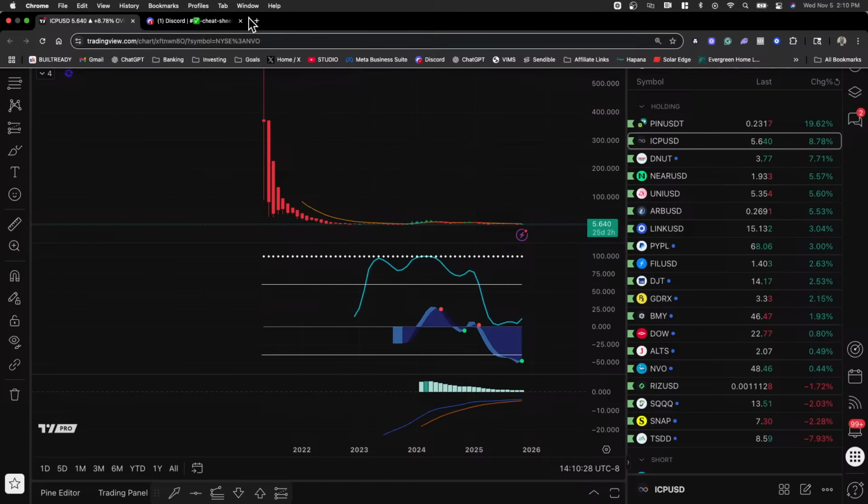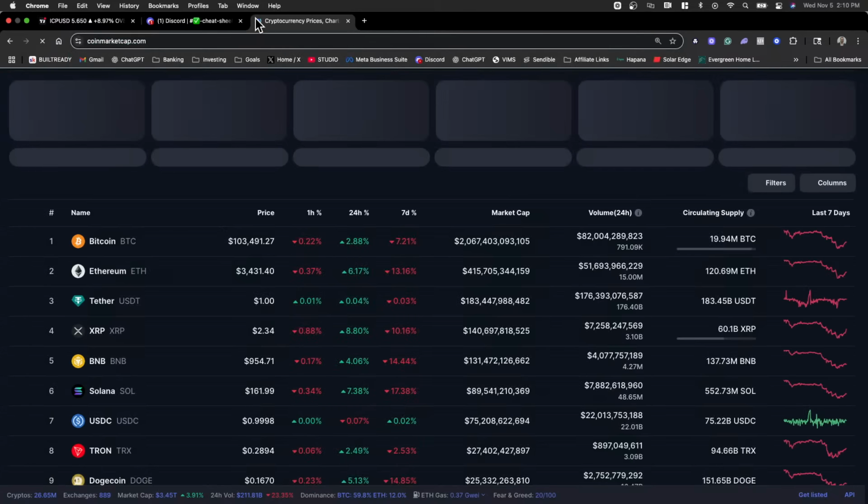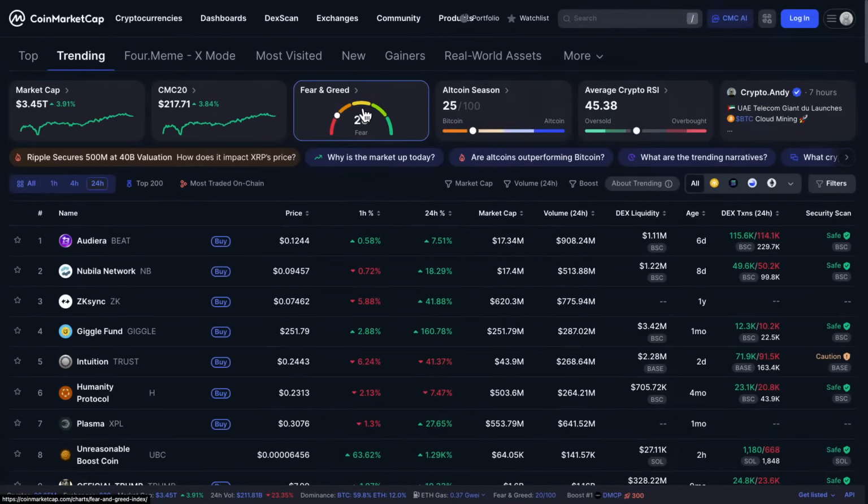Obviously, we pulled up the fear and greed index. Yeah, look at this. I mean, we are in fear. So Warren Buffett says it best, guys. You should buy in fear and sell in greed, right? And we are in fear right now. We are deep inside of fear.